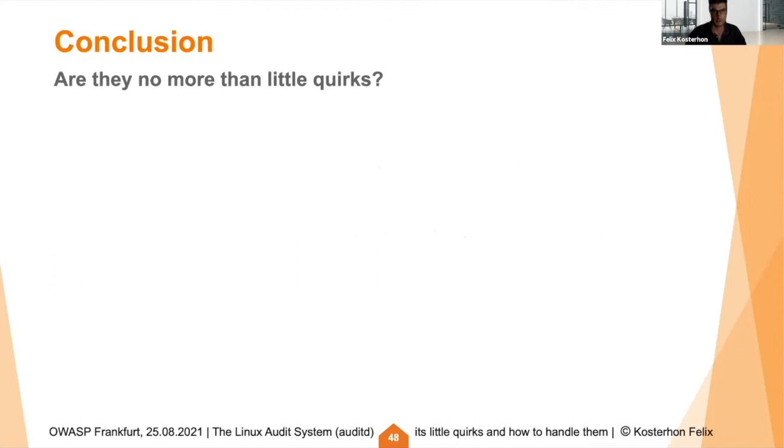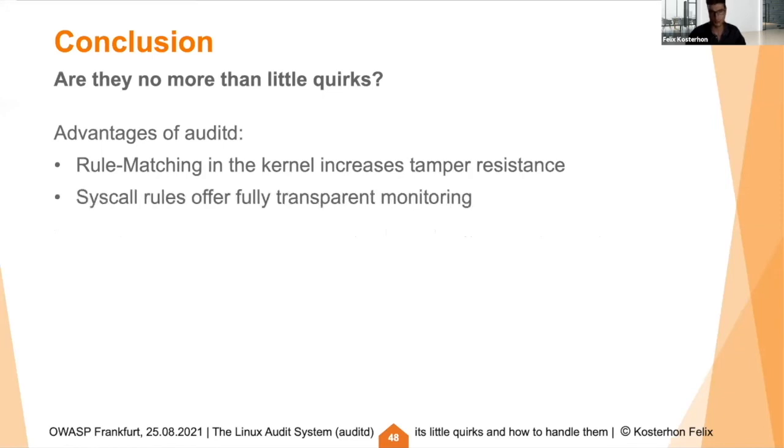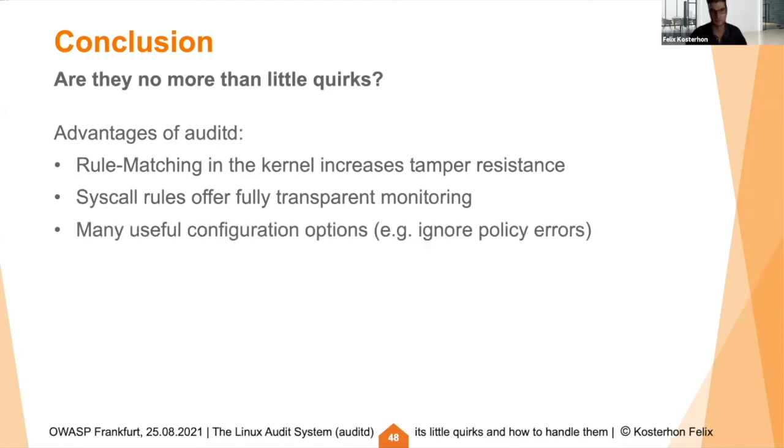But I really want to emphasize here that we should not forget that auditd really gives us a lot of advantages too. So the rule matching in the kernel really increases tamper resistance. And also the syscall rules, I already told you this example with Windows before, we really know what we are monitoring in the background. So there is no abstraction layer in between. We really know what we're doing. And we can have a lot of filters to really monitor very special events.